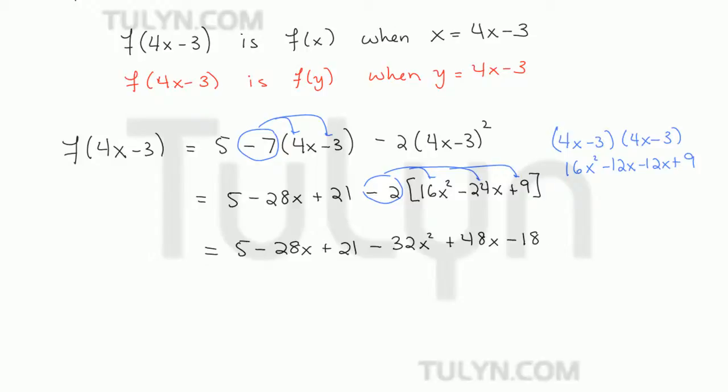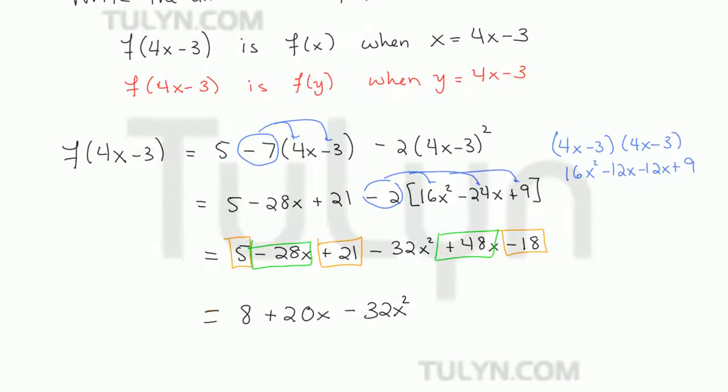So now we combine like terms. So for the numbers, there's a 5, a positive 21, and a negative 18. And when you combine them together, you get positive 8, right? Then for the x's, there's a negative 28x and a positive 48x. So when you combine them, you get positive 20x. And finally, there's a lone negative 32x squared that doesn't combine with anything. So now we've simplified our function. There's nothing more we can really do.